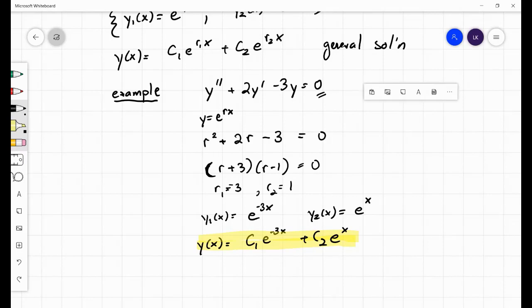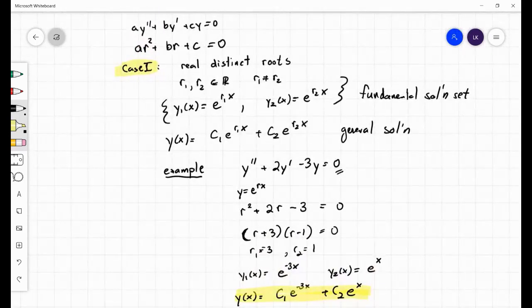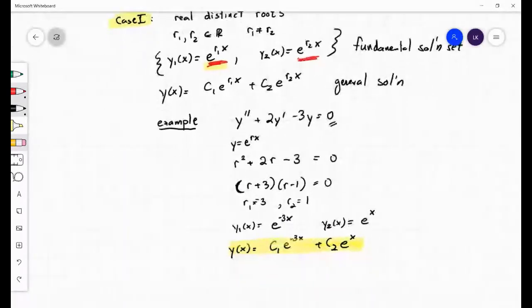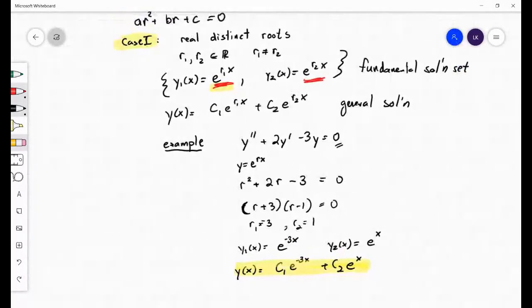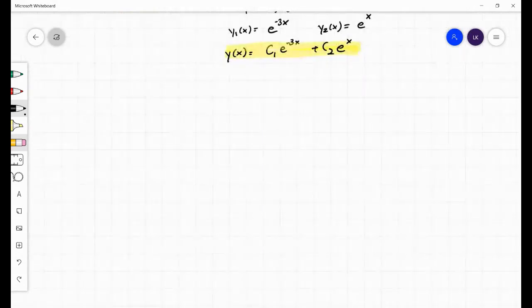Now, that's case one, and what made it fairly simple is that we had real roots and they were distinct. You can prove using the Wronskian that if you have distinct roots, then these are independent functions. The Wronskian will not be equal to 0 on the number line, in fact. So a complication, of course, will be that we have real roots, but they're repeated. It's like a root of multiplicity 2. So let's deal with that case.